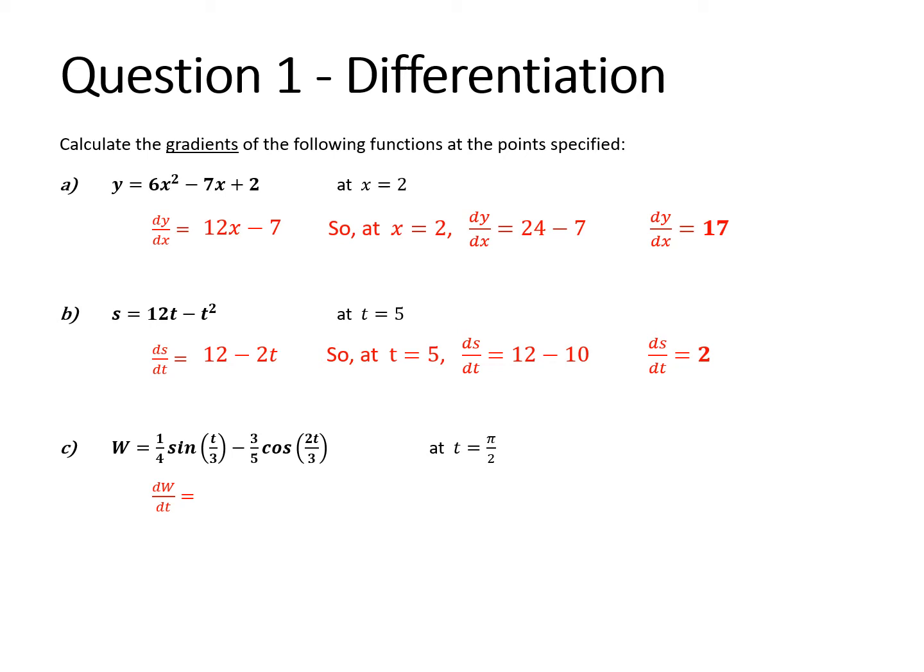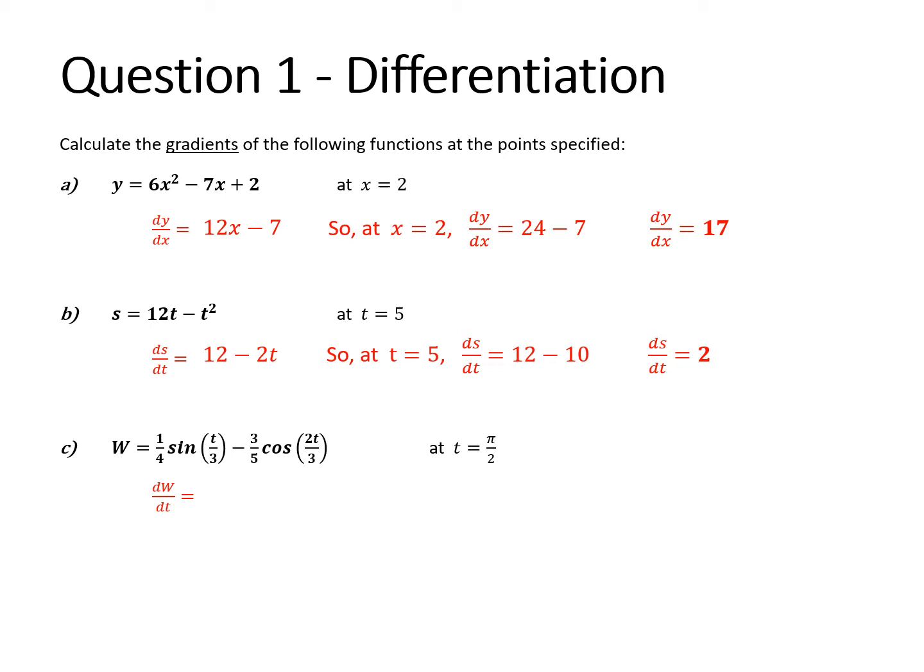Now the number in front first of all is 1 quarter. The number in the bracket is not 3. If you took the t out of that bracket, the number you'd be left with is 1/3. So we need to multiply 1/3 times 1 quarter, which is 1/12. So it's 1/12 cos t over 3.